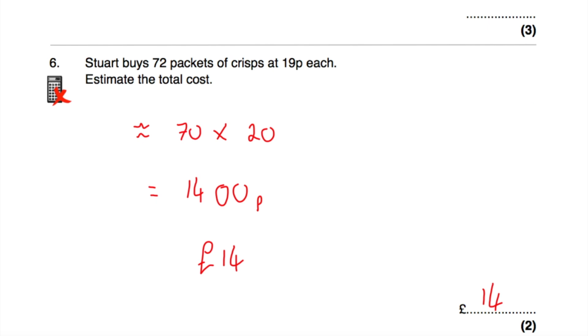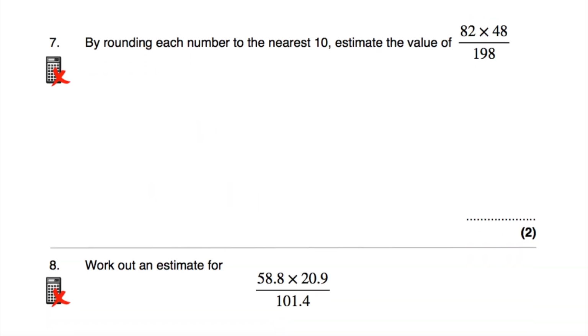Okay, let's look at our next question, question number 7. We've been asked to, by rounding each number to the nearest 10, estimate the value of 82 times 48 divided by 198. So we've got 82 multiplied by 48 over 198. So let's write that down. So 82 multiplied by 48 over 198.